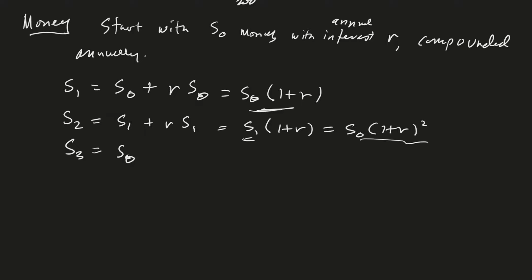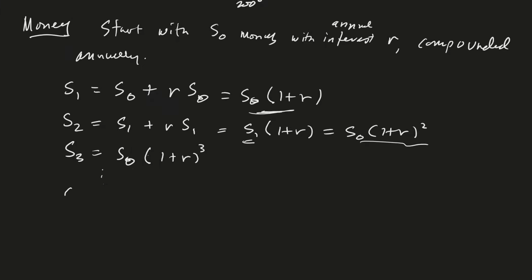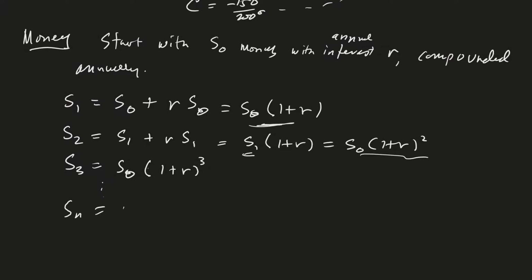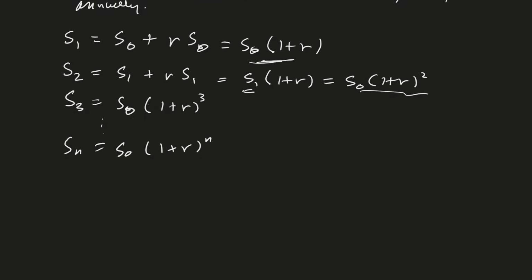S3, the money at time 3, is going to be the initial amount times 1 plus R cubed, and so on. And so after n years, you could say 1 plus R to the n. Good. All right. So now the question is, what happens if you compound the interest more often than that?